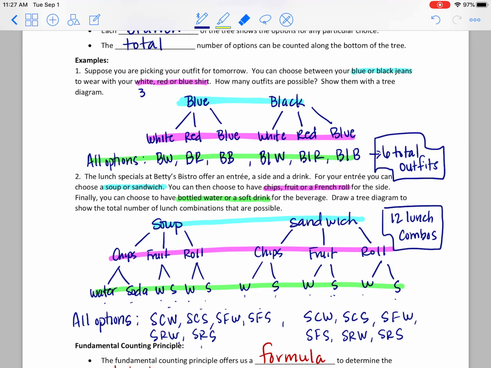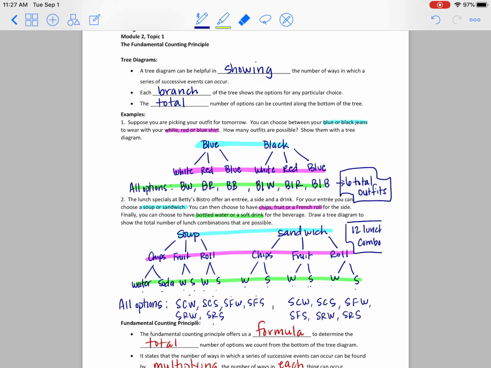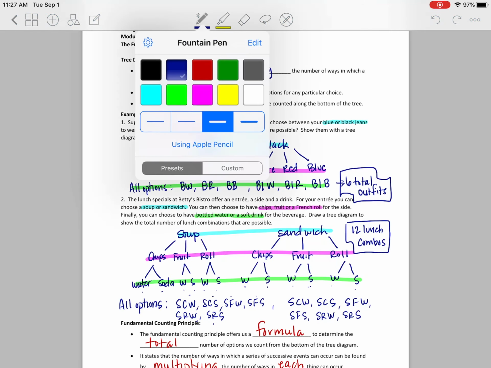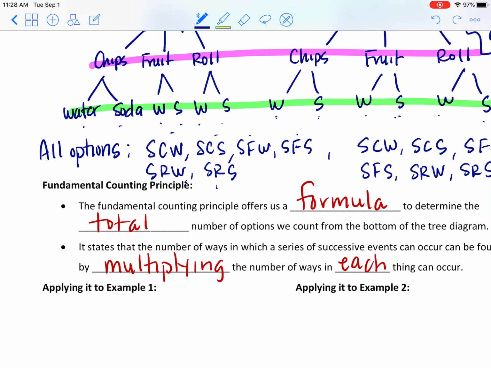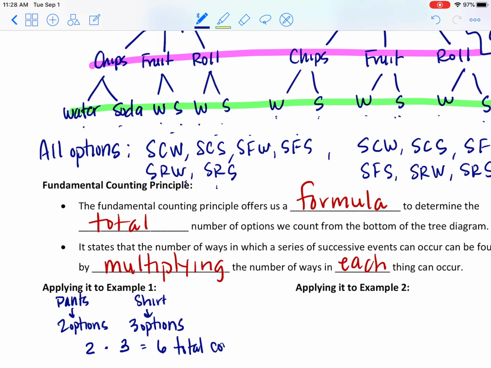Okay, so get rid of this, go back here, applying this to problem. Oh man, keep deleting stuff on accident. Sorry. Okay, back down here, applying to example 1. So we had to choose pants. Pants was 2 options. And then we had to choose a shirt, which was 3 options. So the counting principle says just multiply the number of options here by the number of options here to get 6 total combinations. In that case, the combinations were outfits.